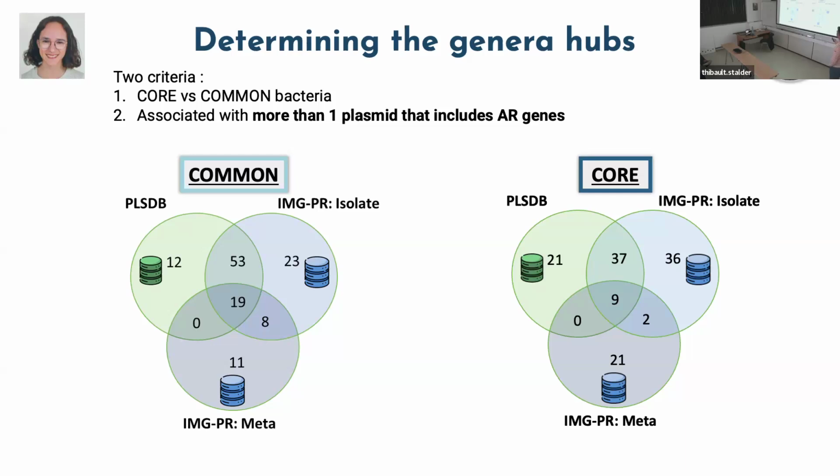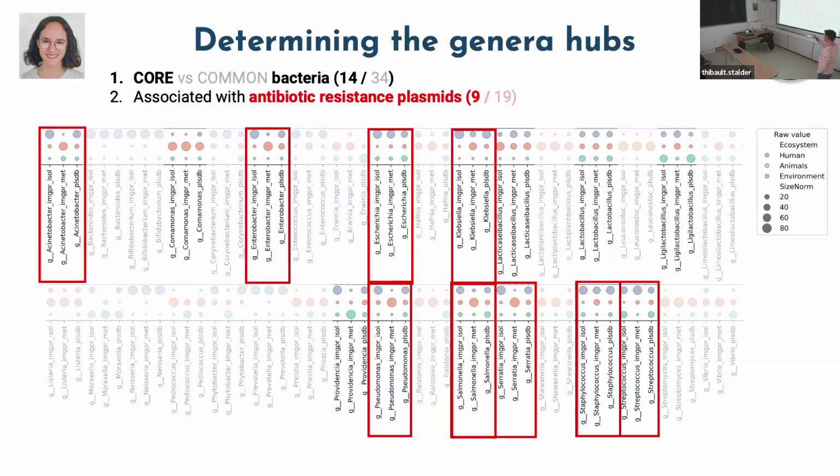So we find 9 bacterial genera across the 3 databases that are consistently associated with resistant plasmids across human, environmental, and animal settings. And so that's what we showed here. It's a little bit heavy to read, not an easy slide, I would say. What this slide shows is basically all the core and common bacteria types that we found. The ones that are darker are all the core, so bacteria found across the 3 ecosystems. And the ones highlighted in red are the ones associated with antimicrobial resistance plasmids.